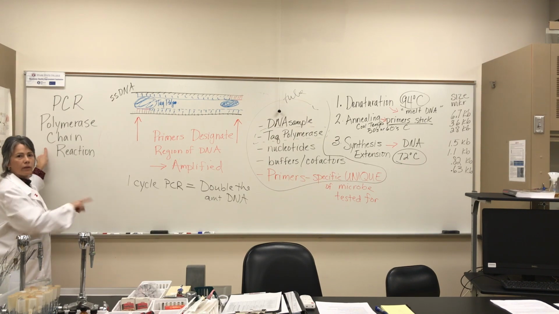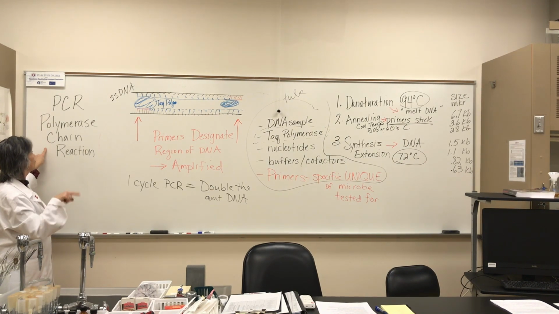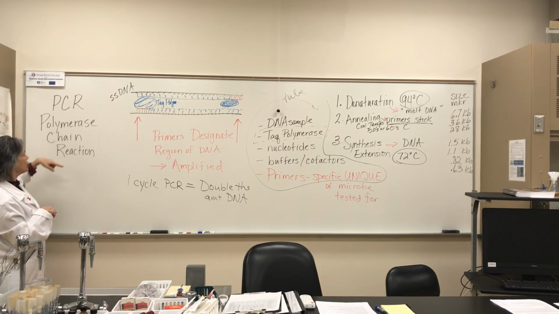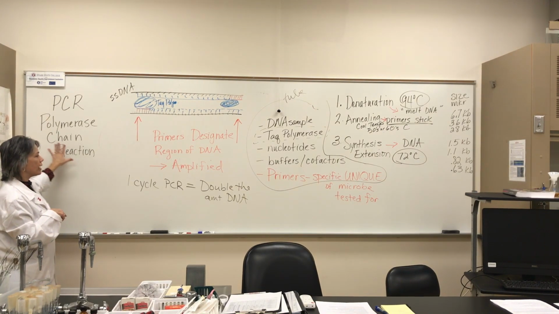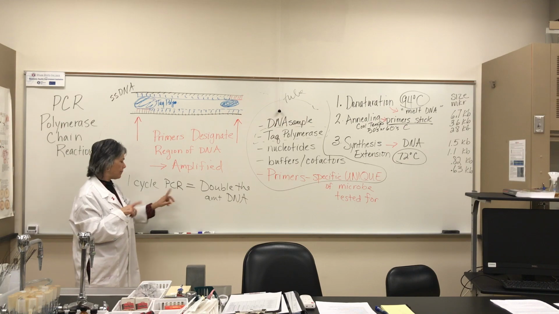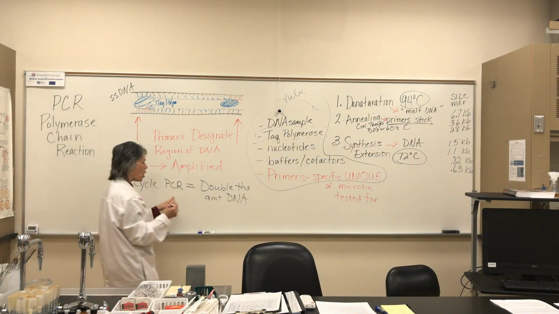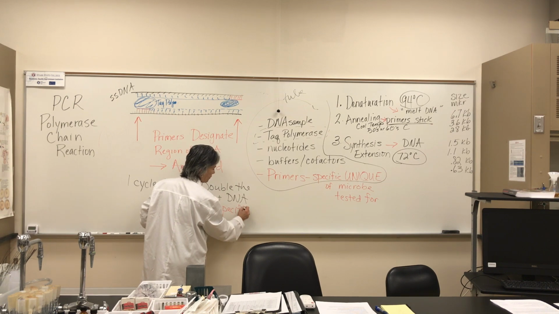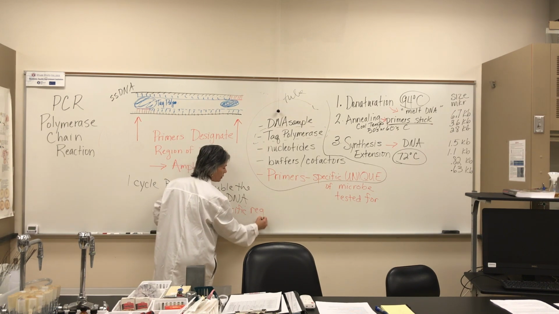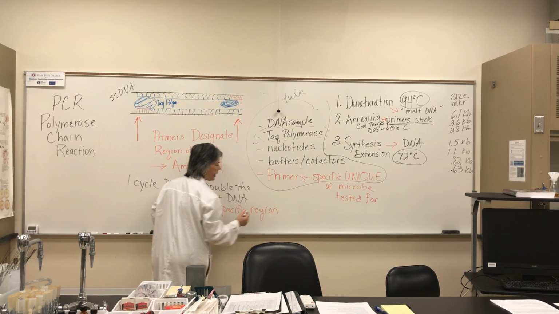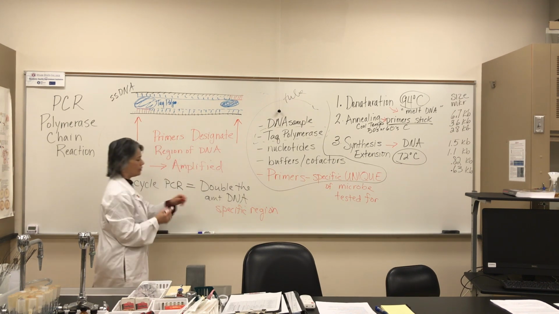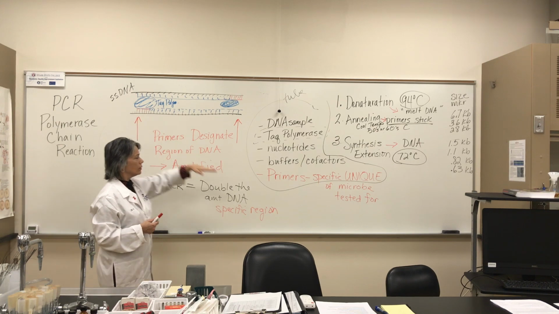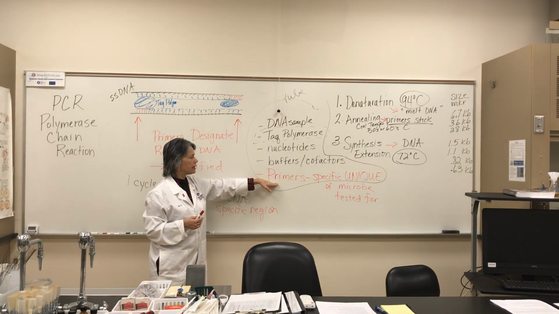Chain reaction, we're doing this over and over and over again. So we're using a polymerase. We're doing the cycle of temperature changes. Each cycle, we double the DNA. But is it any DNA? No. It's the specific region that we're testing for. What delineates or specifies that specific region? The primers. Short single-stranded pieces of DNA.